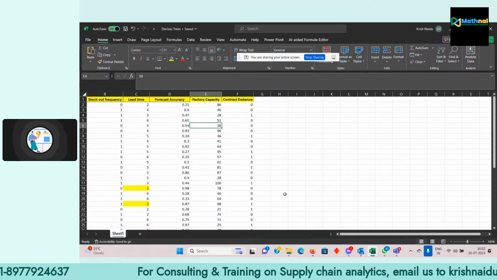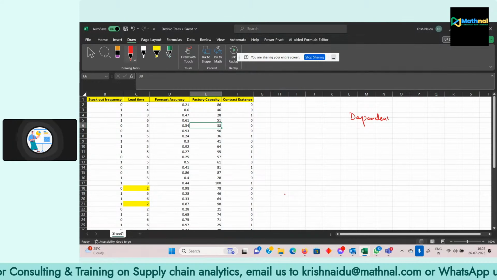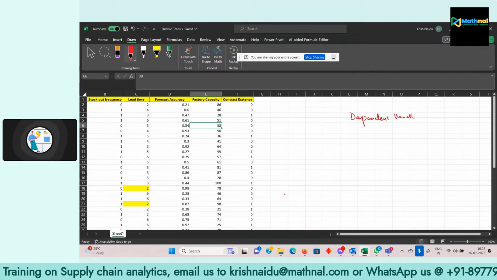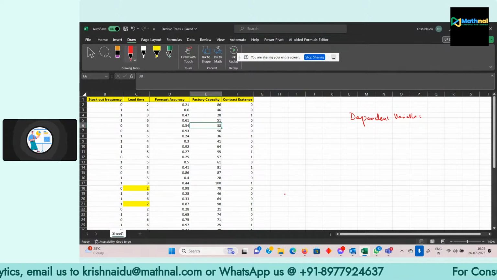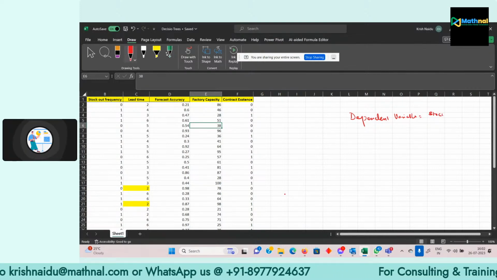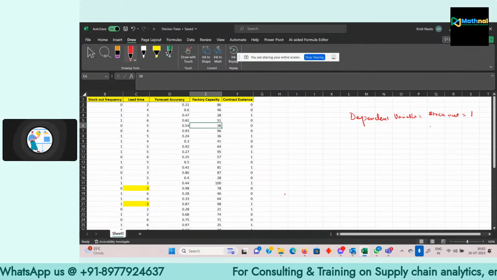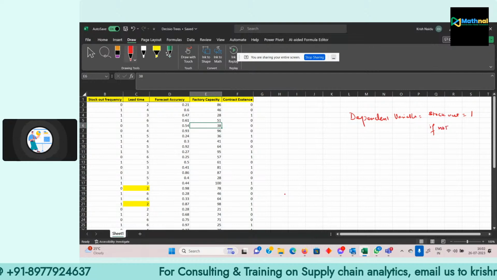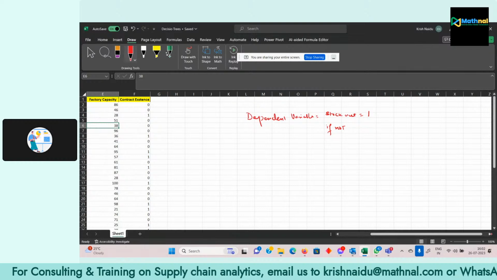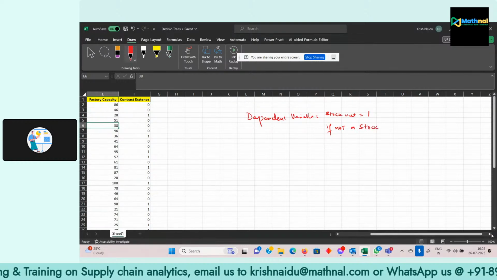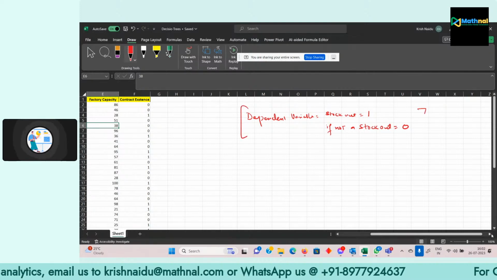First of all, let's say our dependent variable, what we are predicting. Our prediction is whether we're going to have a stock out or will not have a stock out. If it is a stock out, we'll define it as one, and if it is not a stock out, we'll define it as zero. So these are dependent variables.